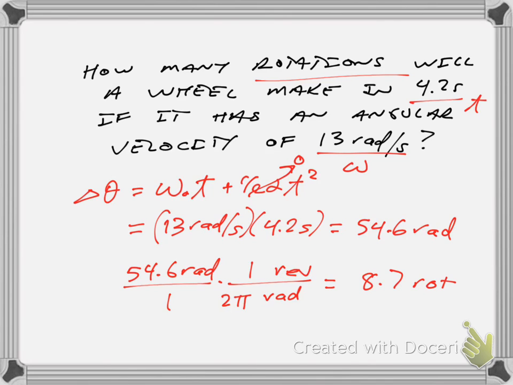Or you can use parentheses, divided by parentheses 2 pi, close parentheses. What I typically do, because it's a lot faster than any of those other methods, is I just always divide by everything in the denominator. And so if I'm punching this in my calculator, I do 54.6 divided by 2 divided by pi, to remind my calculator that that means that both the 2 and the pi are in the denominator. So I'm going to divide by both of them. So 8.7 rotations is the answer to that question.